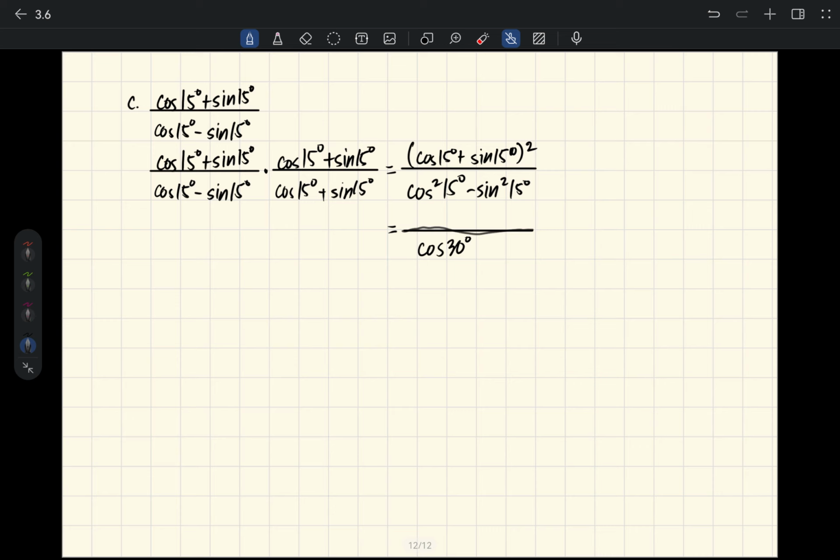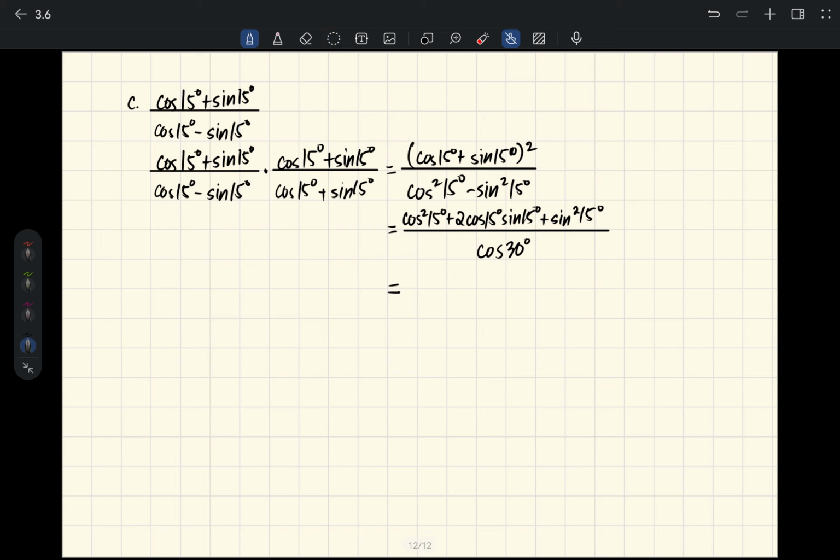And expanding the numerator, you have the square of a binomial here. So you square the first term, you have cosine squared of 15 degrees plus twice the product of these two, so 2 cosine 15 degrees sine 15 degrees, plus the square of the last term. So that's sine squared of 15 degrees. Okay, we're getting close.